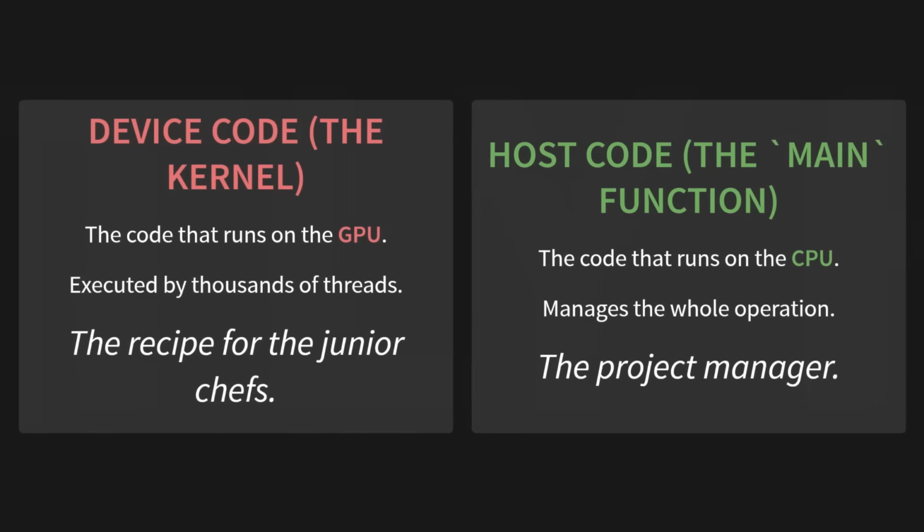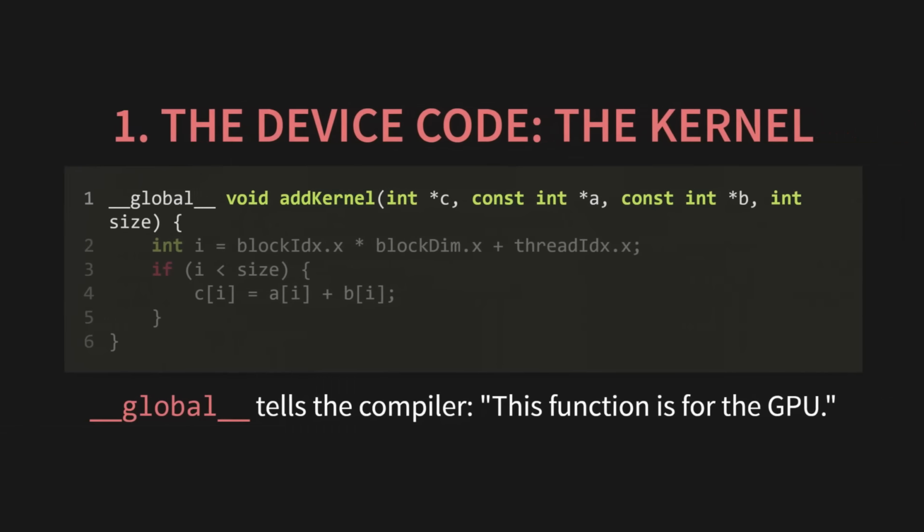Now, let's break down exactly how this code pulled it off. Every CUDA program is split in two. You have the device code, which is the kernel. This is the code that runs on the GPU. It's executed by thousands of threads. This is the recipe for our junior chefs. Then you have the host code, which is your main function. This is the code that runs on the CPU. It manages the whole operation. It's the project manager. First up, let's look at the device code, the kernel.